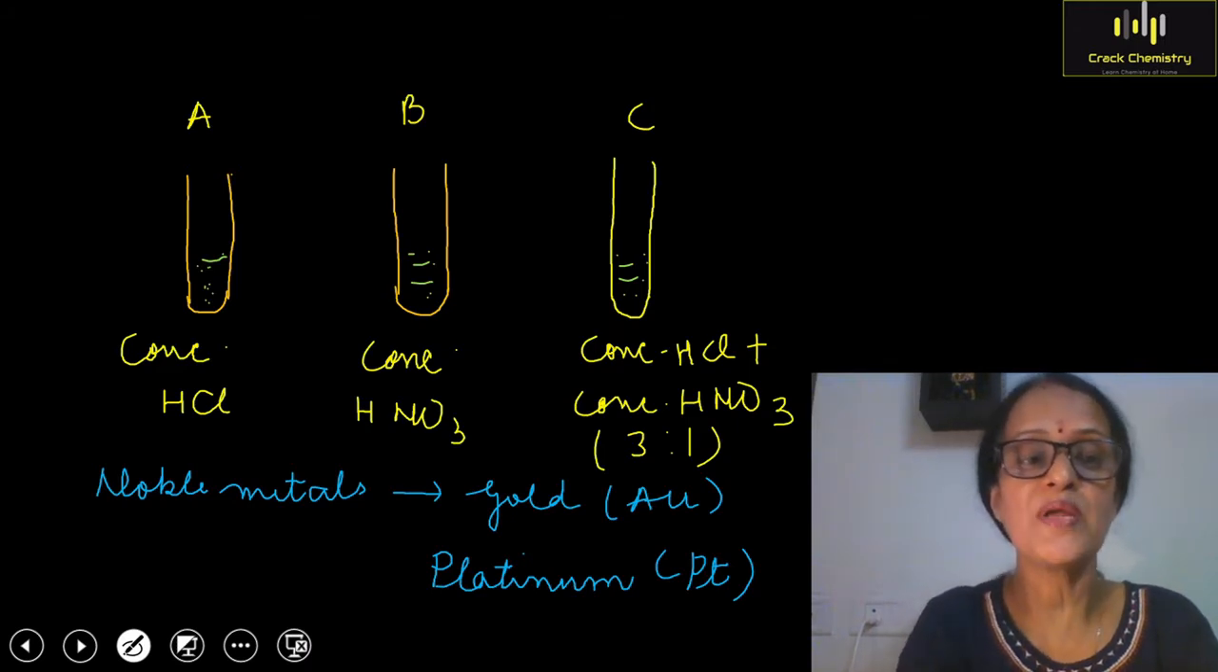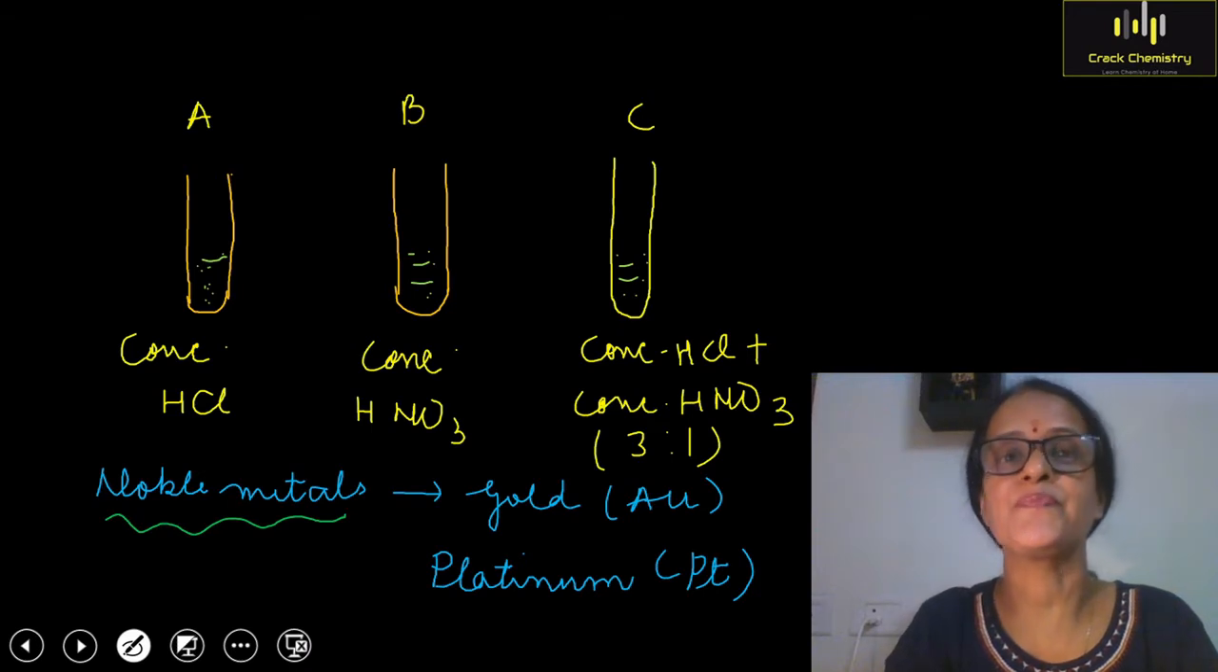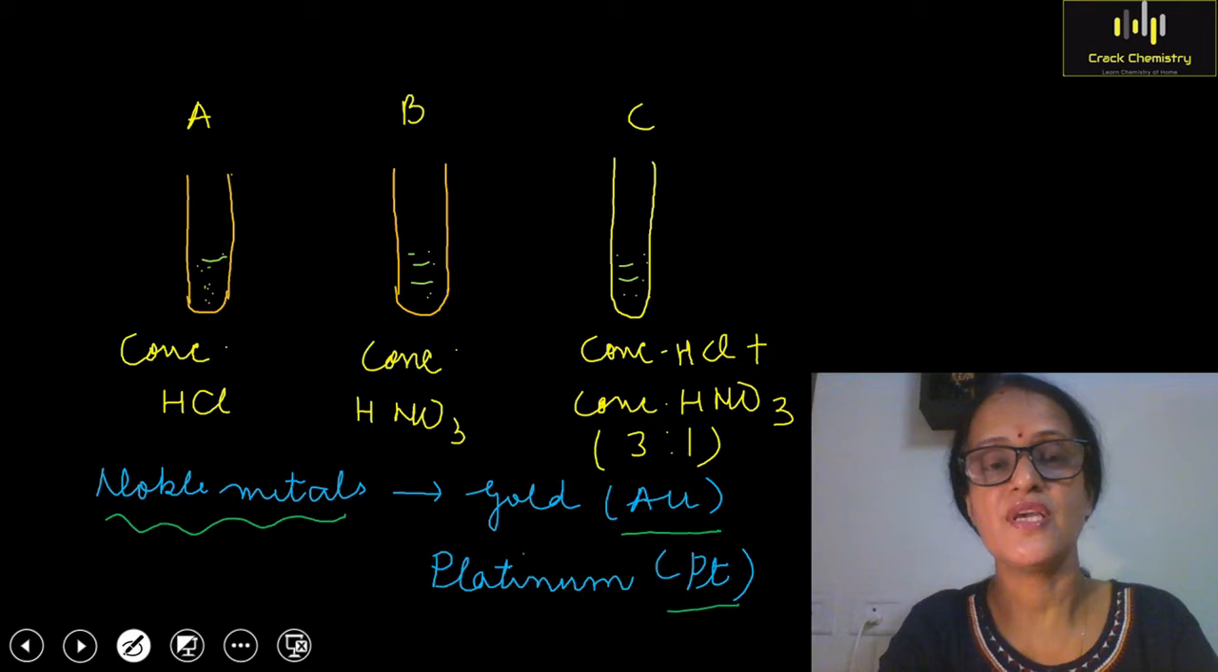So what is a noble metal? Noble metals are gold and platinum. The symbol of gold is Au and the symbol of platinum is Pt. So these noble metals don't react with, they don't get dissolved in concentrated hydrochloric acid and concentrated nitric acid.